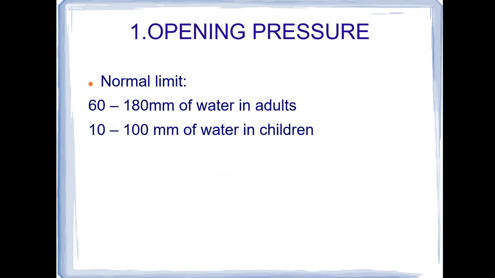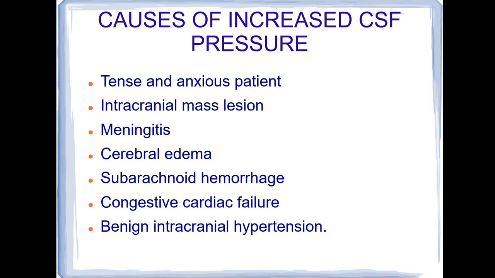Opening pressure, as I mentioned, has a normal limit of around 60 to 180 mm water in adults and 10 to 100 mm water in children. As soon as you put in the needle, attach the manometer and check the pressure. Increased CSF pressure is seen in very tense or anxious patients, mass lesions in the brain or spinal cord pathway, meningitis, cerebral edema, subarachnoid hemorrhage, congestive cardiac failure, and benign intracranial hypertension. All these cause an increased CSF pressure.